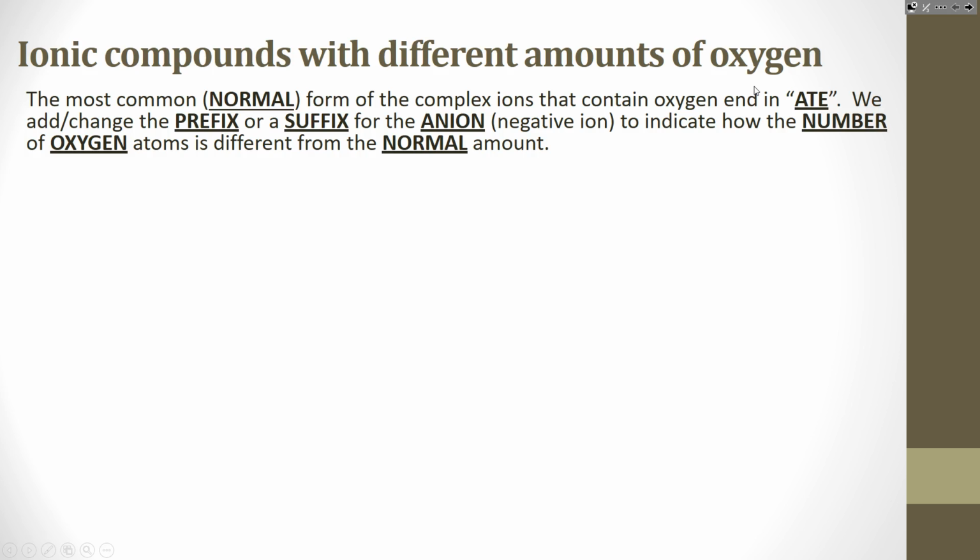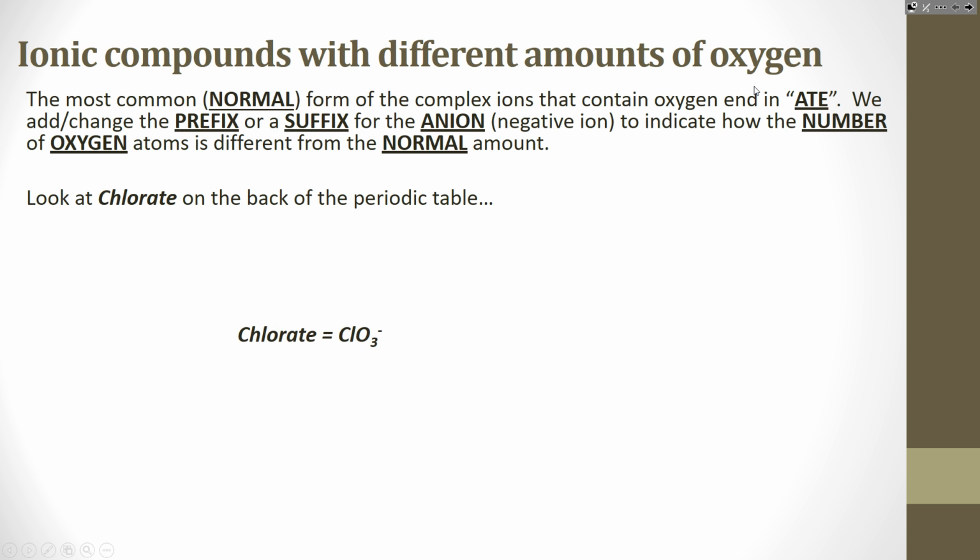So we think of nitrate, sulfate, phosphate, chlorate are all anions or complex ions that have the most commonly found number of oxygens, or we'll call it a normal amount of oxygens. Because I can't give you every possible option on the back of the periodic table because it would just be too big. But we did give you one, so you can find the pattern from one. So we're going to look at chlorate on the back of the periodic table. And if you look at the back of your periodic table, chlorate is ClO3.